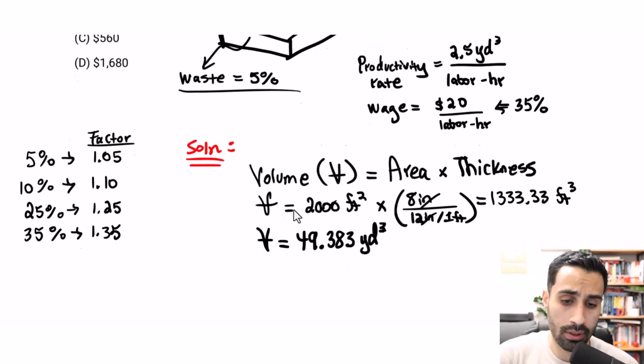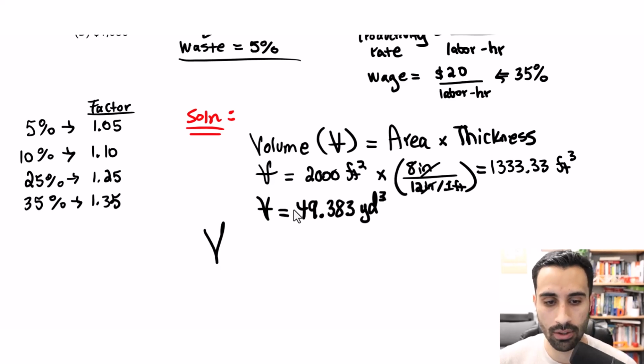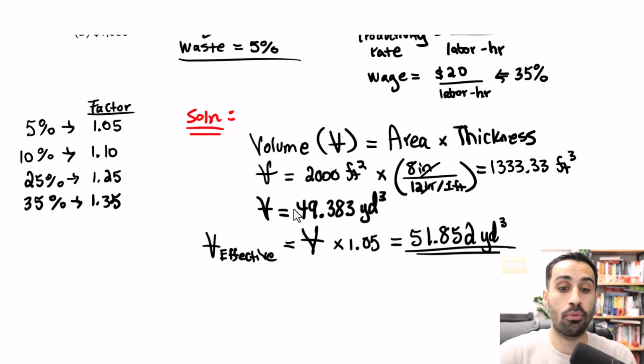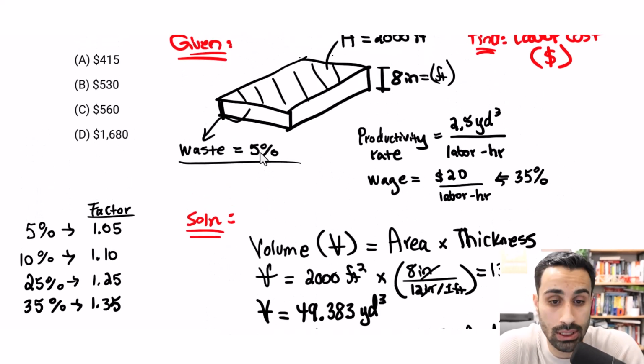So all I do here to get the real effective volume, I'll call it the volume effective. V effective will be the value that we have from up top, the V times the factor for 5%, which is 1.05. So if you plug that in, it will go up by 5%. So it will be 51.852 cubic yards. That's the real effective volume, considering the waste. So we must account for that. Now, proceeding on to the next step.